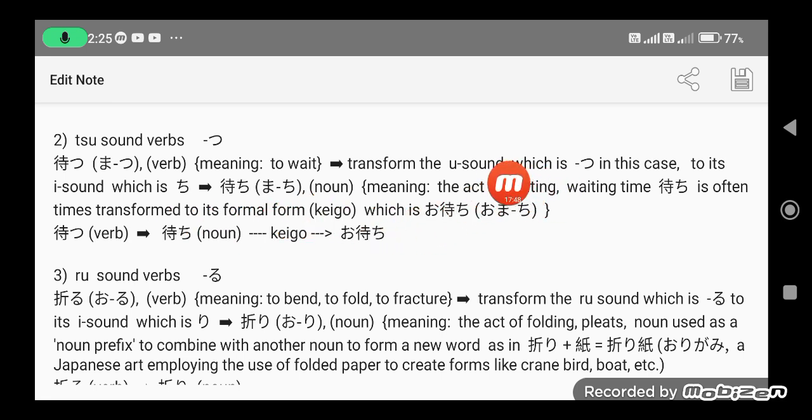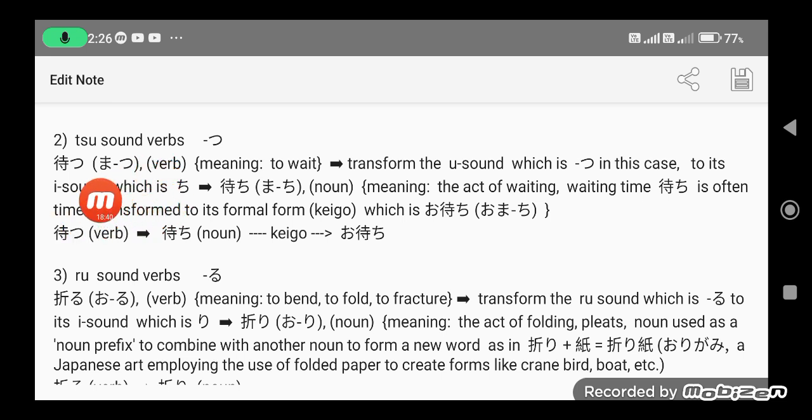Let's transform the U sound again. What's the U sound in that reading? That's tsu. Transform that U sound to its counterpart I sound. So what's the I sound for tsu? As you've seen in the presented table, the tsu sound has the I counterpart chi. So the I sound for tsu is chi, or machi. So matsu, meaning wait, now becomes machi, just like in omachi kudasai. Machi, meaning the act of waiting.